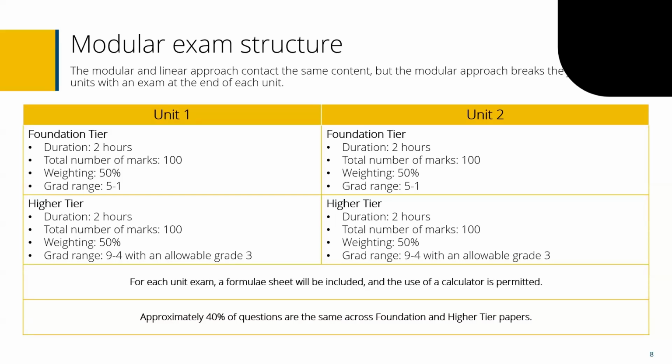As with specification A, students taking the linear approach will have studied all the content before the exam, whereas with this one here, it's broken into units, like I mentioned. Examinations on both of the routes contain a mixture of different question styles, including multiple choice, short answer questions, calculations, and extended open response questions. They are allowed to use a calculator as well, so that's something to be aware of.